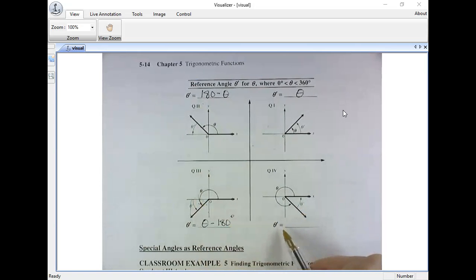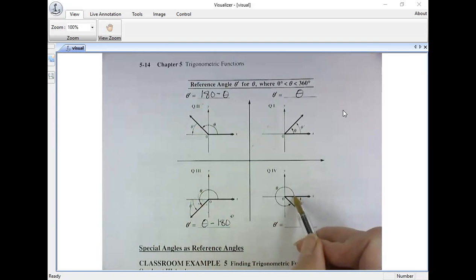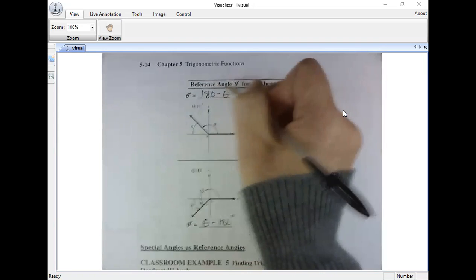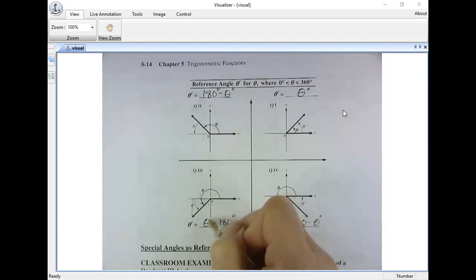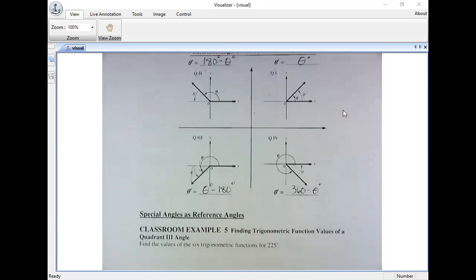And then if I'm in the fourth quadrant, how would I come up with it? Let's say I'm at something like 330 degrees. How would I get this part? If I had gone all the way to here, it would be 360. So I need to do 360 minus whatever this is. 360 minus theta. Okay? Put my little degree signs on there.